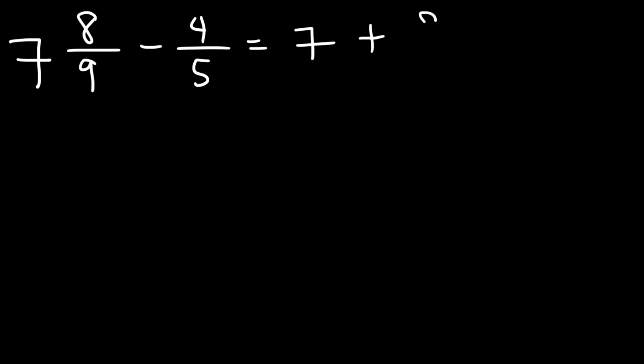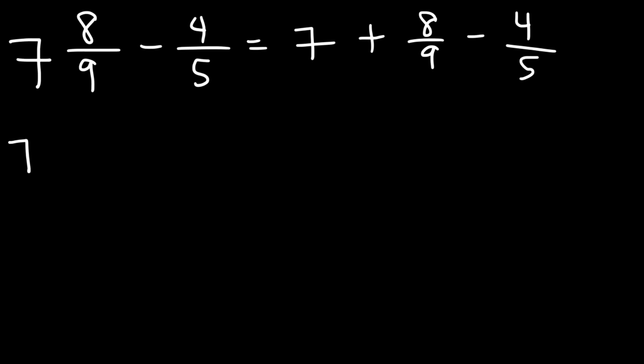Let's try this example. 7 and 8 over 9 minus 4 over 5. Go ahead and work on that problem. So this is going to be 7 plus 8 over 9 minus 4 over 5. 8 over 9 minus 4 over 5, that's going to give us a positive number. So once again, we don't need to borrow a 1 from the 7.